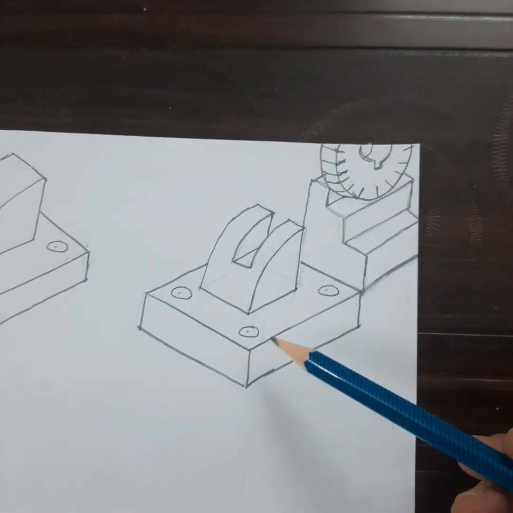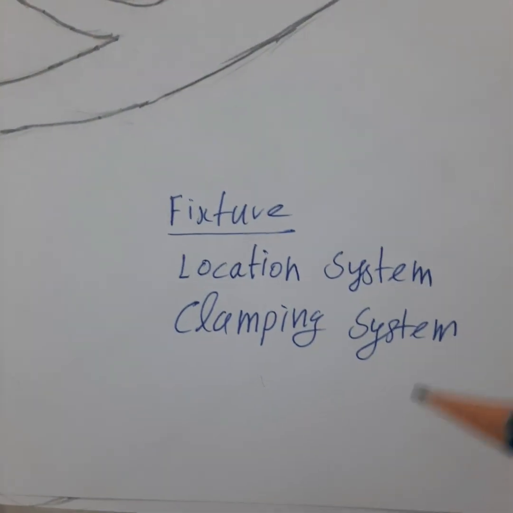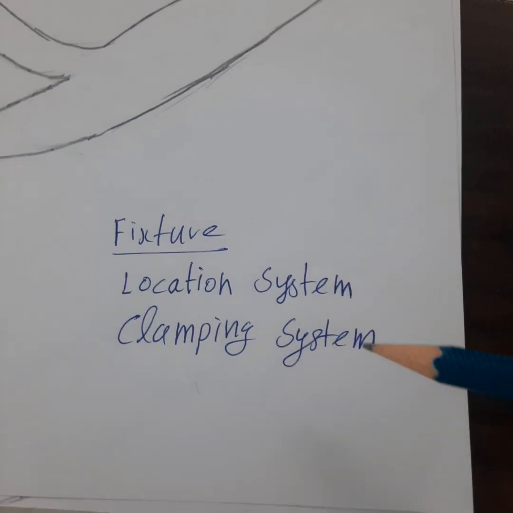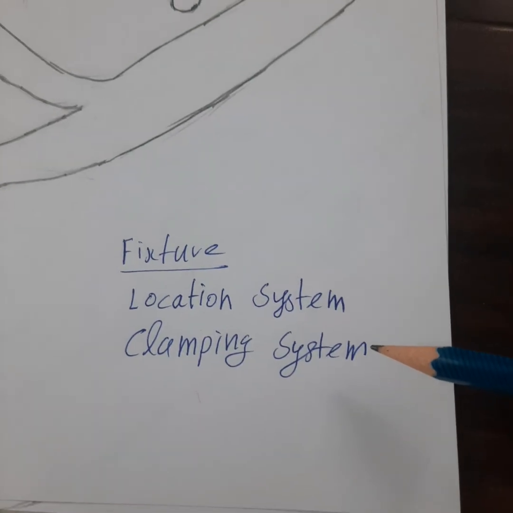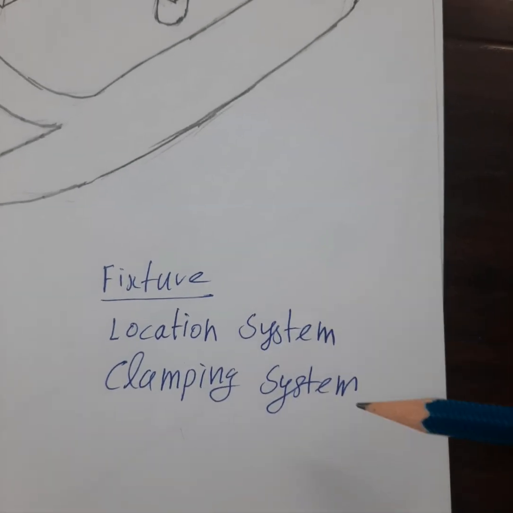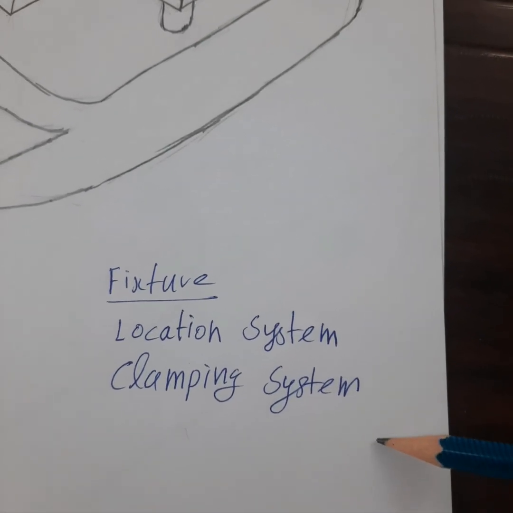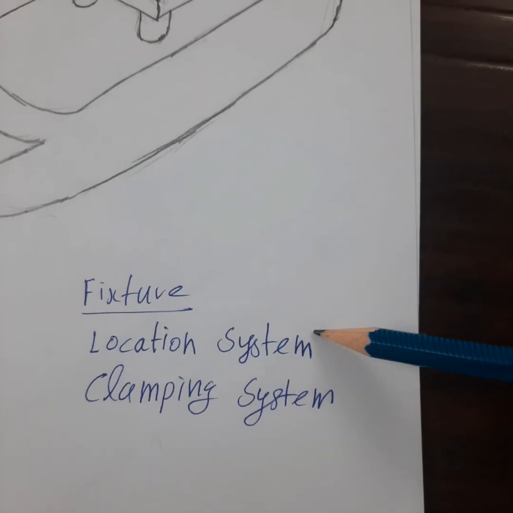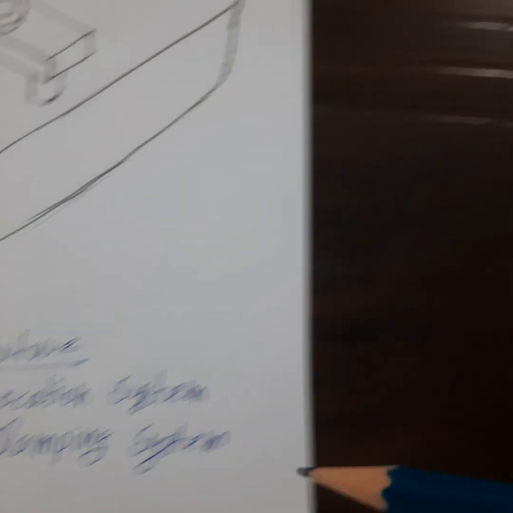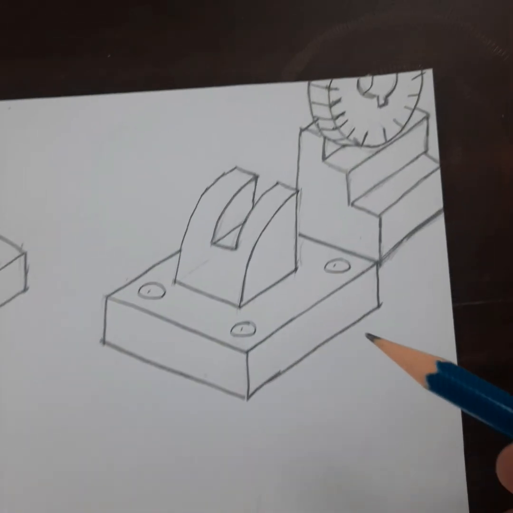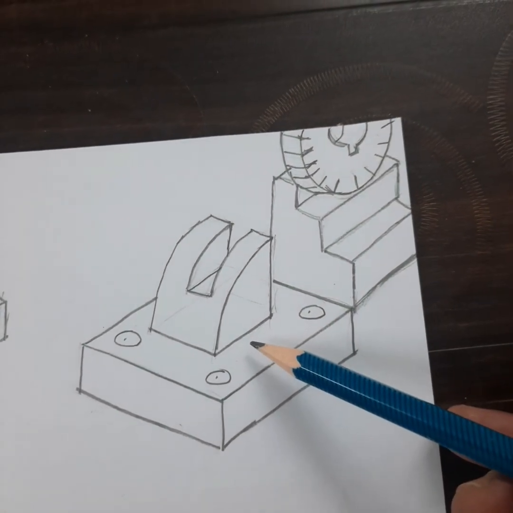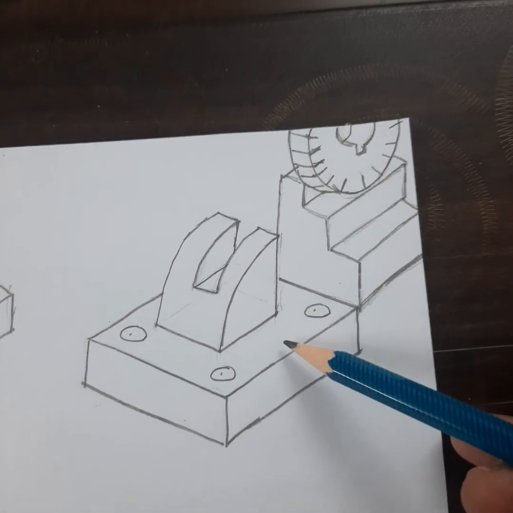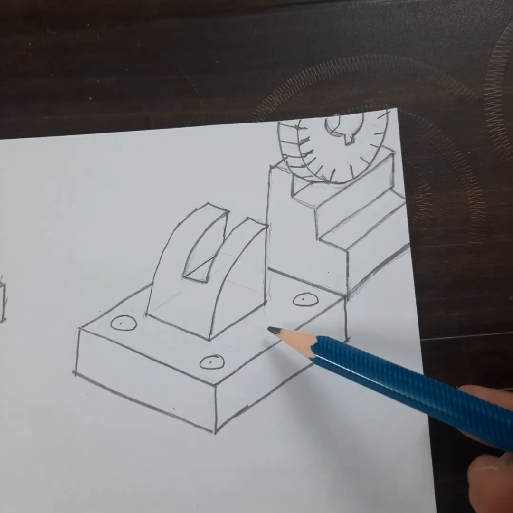So a fixture will have location system, clamping system, whereas a drill jig will have location system, clamping system and tool guiding system. Fixture will have only location and clamping systems. We are going to discuss about how to locate the component on the fixture and how to clamp the component on the fixture.